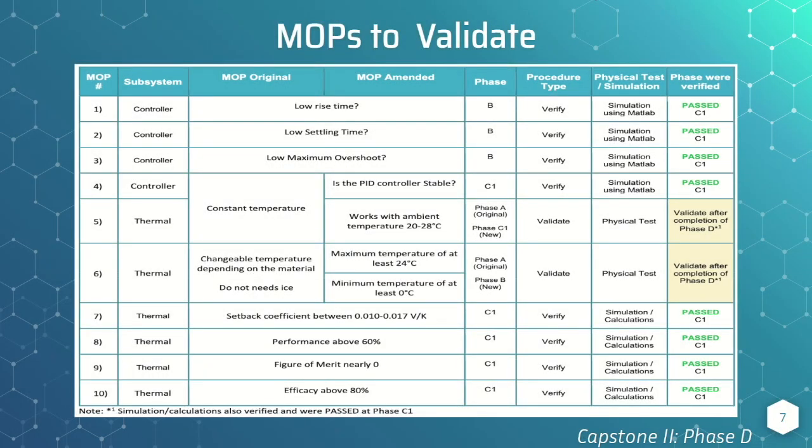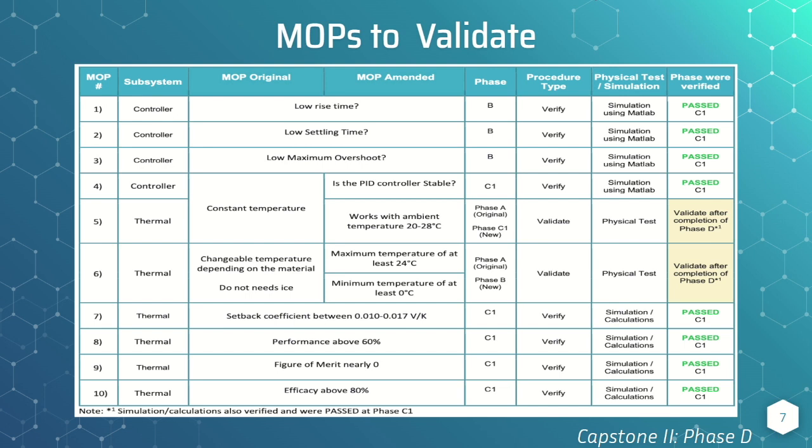Here are the MOPs to validate. The first MOPs will be from the controls subsystem, and the first three, the low rise time, the low settling time, and the low maximum overshoot, did not have any amendment. They were verified at phase D. The simulation was done using MATLAB, and they all passed in C1.